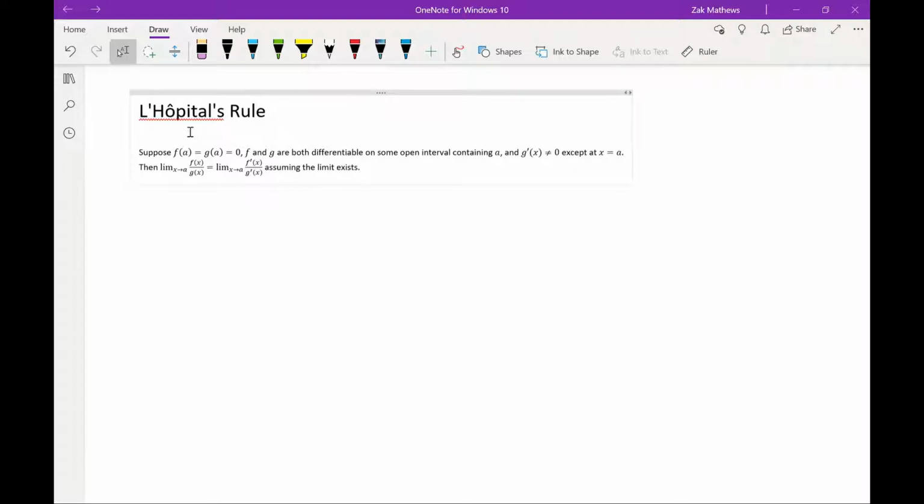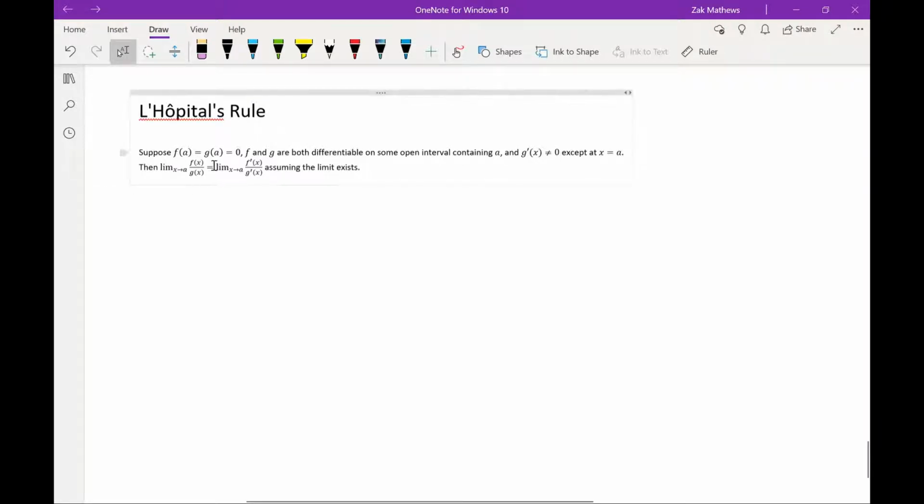Well, now we do have the skills necessary to find a derivative, right? So we couldn't do this initially. We couldn't do this before we found derivatives. But now that we know how derivatives work, L'Hopital's rule will make our limits a little bit easier to find. So let's just start by defining it.